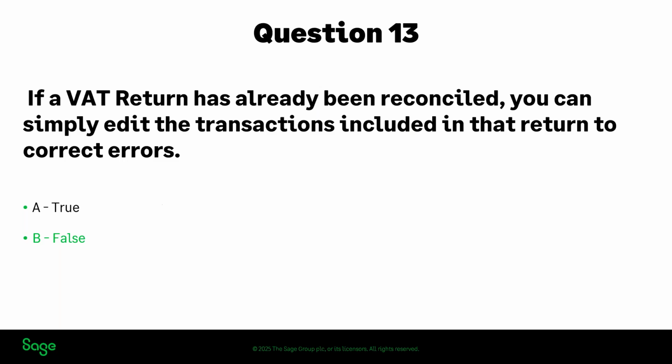Right, so question 13, if a VAT return has already been reconciled, you can simply edit the transactions included in that return to correct errors. So the answer to that one is false, you can't. So this is one of the key things in Sage. When it comes to correcting transactions, it'll depend on the VAT reconciliation status as to what you can and can't do with that.